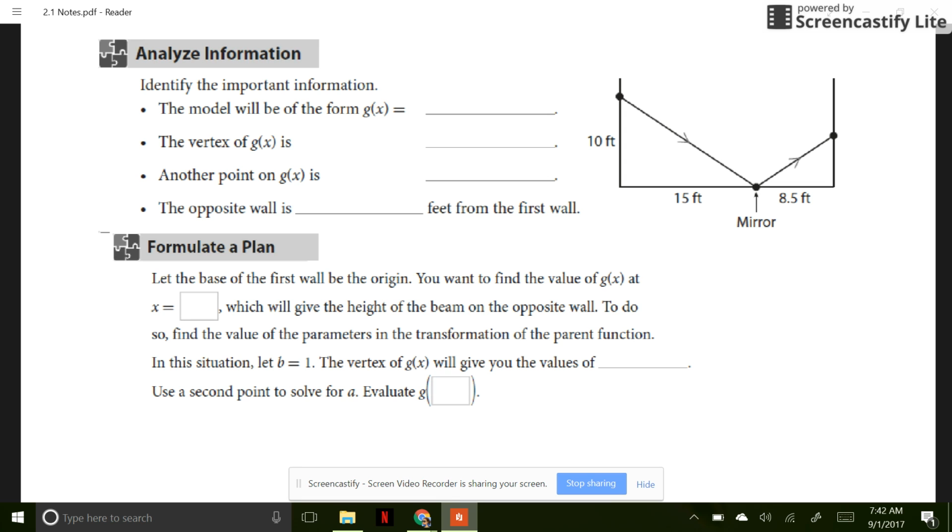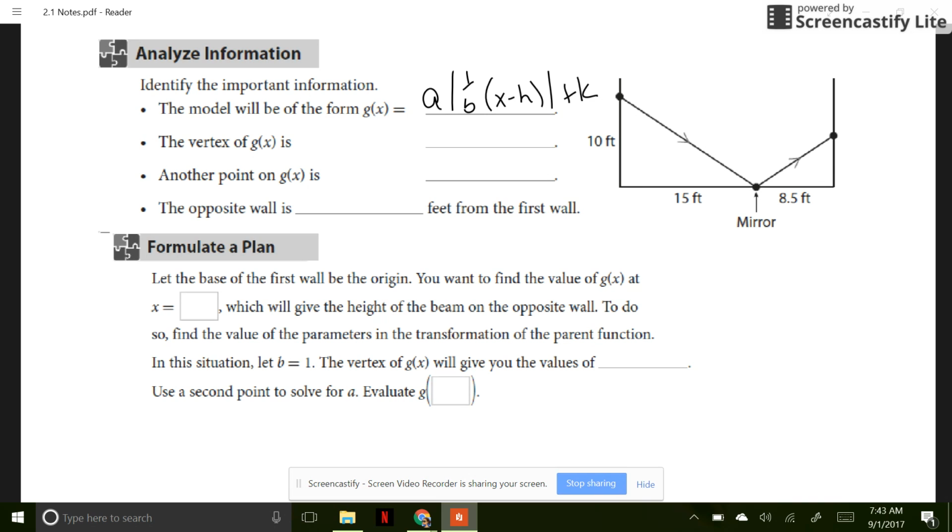So we're continuing with our model of the light and a mirror with some bouncing going on. So the first thing we want to do is analyze the information that they give us. So the model will be of the form g of x equals, again, our standard absolute value equation, with a, the b, the x, the h, and the k.